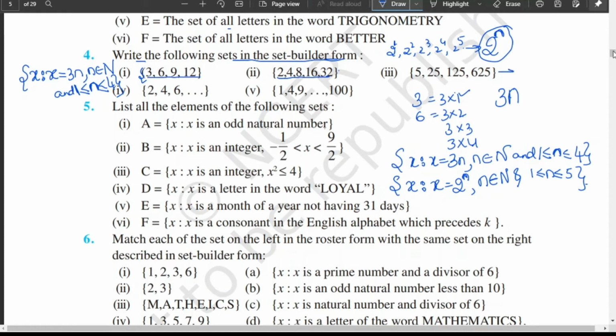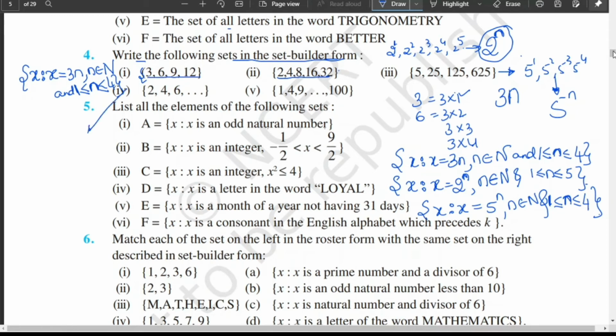Next one, this sum. 5, 25, this again is 5 raised to 1, 5 square, 5 cube, 5 raised to 4. So what did you get in this case? 5 raised to n. So what will be your answer? x such that x is equal to 5 raised to n, and n belongs to natural numbers. And what are the values of n? 1, 2, 3, 4. So it should be greater than or equal to 1 and less than or equal to 4. Clear? Now the fourth one, I'll write it here.